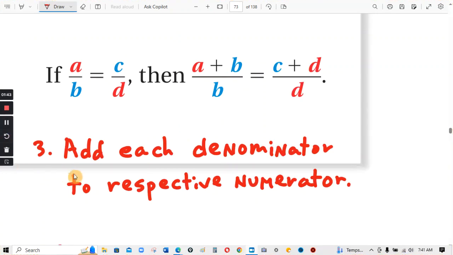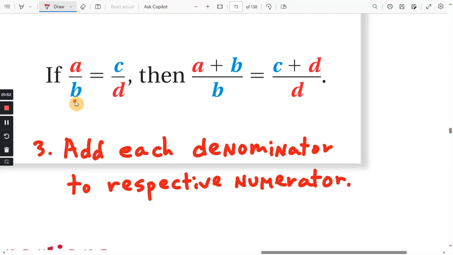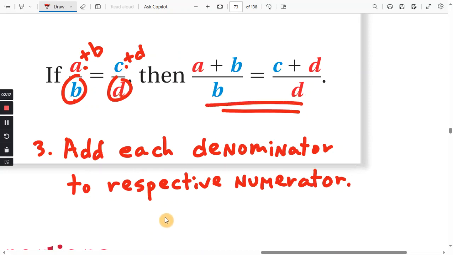Finally, number three, you can add each denominator to its respective numerator. Again, A over B equals C over D. You can take the denominator B and do A plus B, but you also have to take the denominator D and do C plus D. So that's going to be A plus B over B equals C plus D over D. You have to take each denominator and add it to the respective numerator. And again, that is a legitimate ratio and proportion.